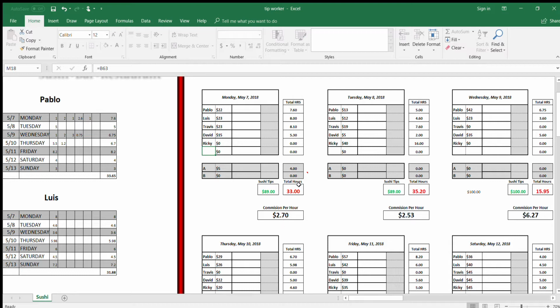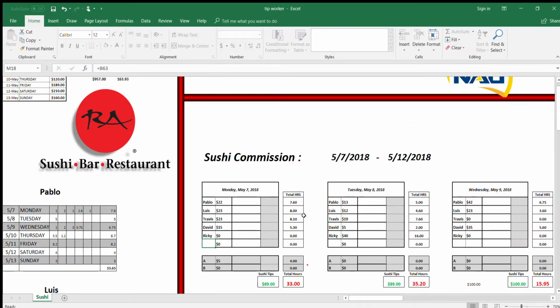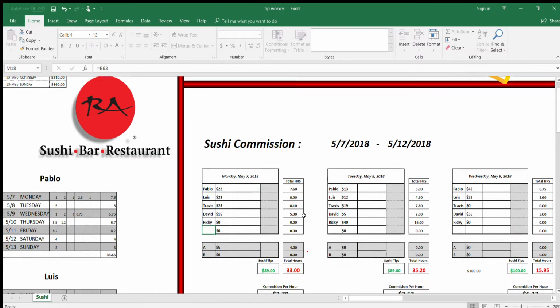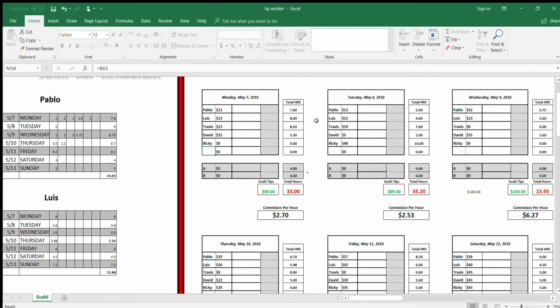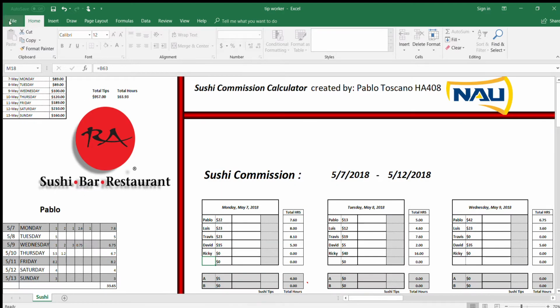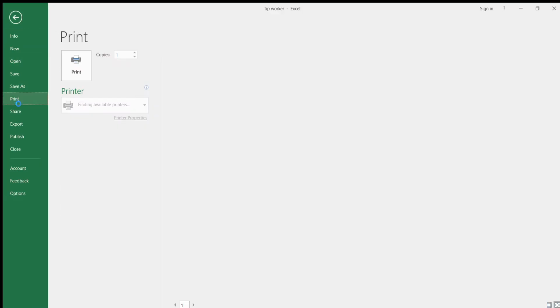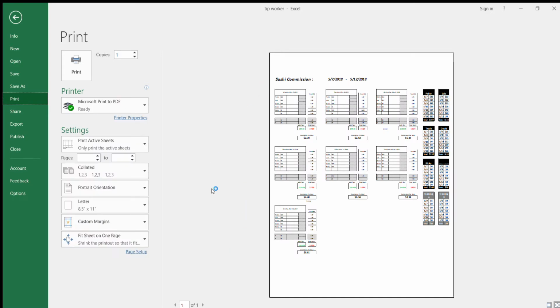A lot of this is about organization as well, but the main purpose of my sushi commission calculator here is to indicate the transparency between what management has put in and what they're having to sign off on. Let me just show you here. If I go to print this out, you'll notice that all the working information I had on the left-hand side is not available. They don't have to have that.